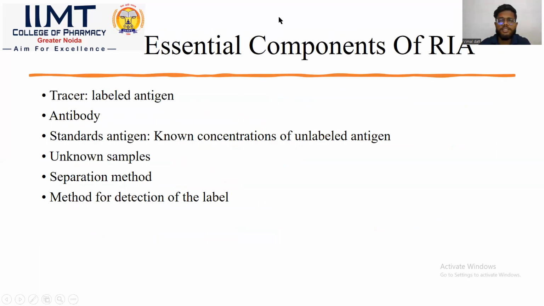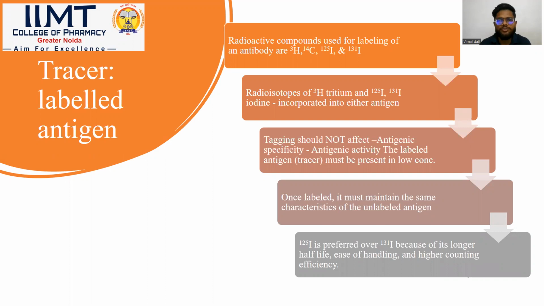Essential components of RIA are the tracer, that is the labeled antigen, antibody, a standard antigen, that is a known concentration of unlabeled antigen, an unknown sample, a separation method, and a method for detection of the label. Radioactive compounds used for labeling are tritium, carbon-14, and isotopes of iodine, that is iodine-125 and iodine-131. These radioisotopes of tritium and iodine are incorporated into either antigen or antibody. Tagging should not affect antigenic specificity and antigenic activity. The labeled antigen tracer must be present in low concentration. Once labeled, it must maintain the same characteristics as the unlabeled antigen.